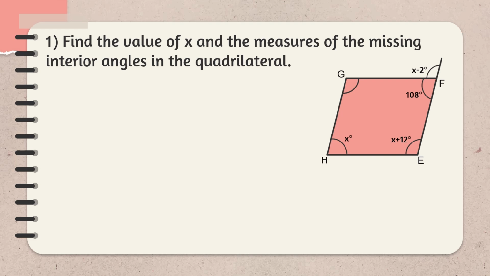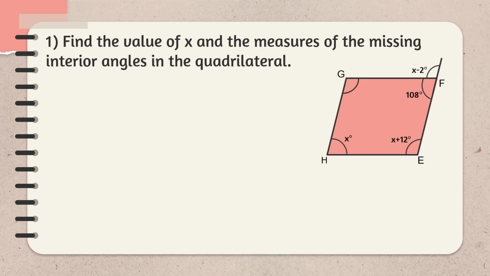So what have they given here? Let's check out the given first. Whichever sum you are solving, first see what is given, what is known, and from the known how to find out the unknown. Angle H, angle E and angle F have been given. We know only angle F properly, which is 108 degrees. Angle H is x degrees and angle E is x plus 12 degrees.